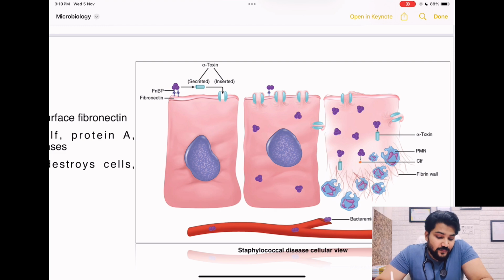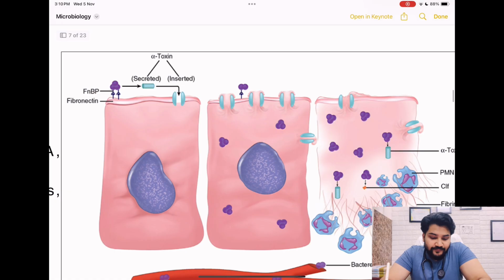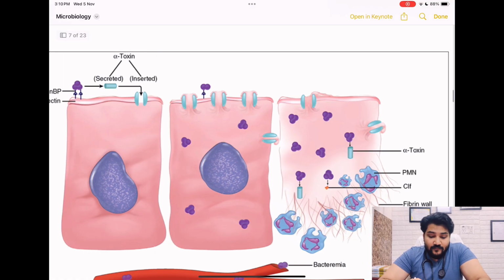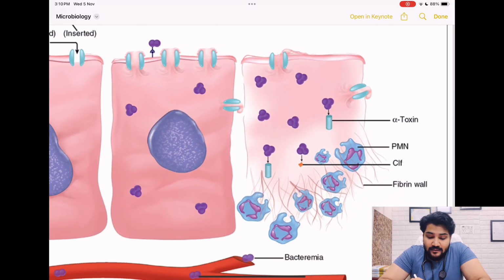This is FNBP. They will attach to the fibronectin of the epidermal cell with the help of FNBP, fibronectin binding protein. After attaching to the fibronectin of your epidermal cell, they will release toxins, the alpha toxin. This toxin will insert into the epidermal cells and form a pore-like cavity, and after that the staphylococci will go inside the cell.